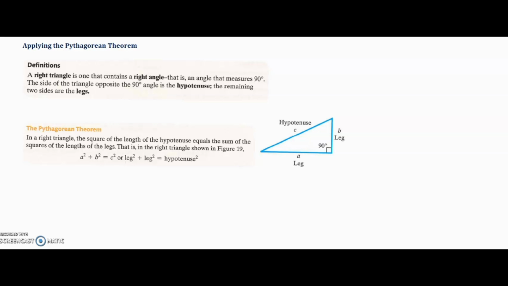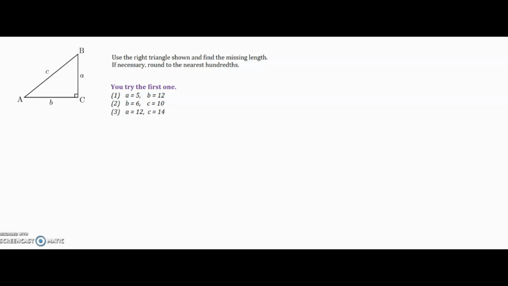Let's see this in action. So here we have a right triangle, and I'm going to use the Pythagorean theorem to find the missing side. I have 3 problems. You try the first one. I'll deal with the other 2. For the second one, I am given b equals 6 and c is equal to 10.